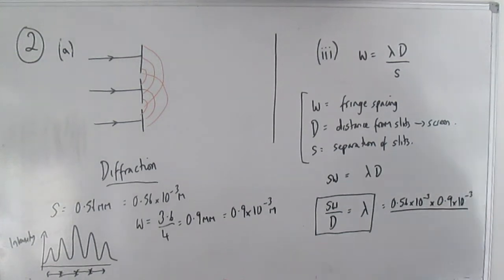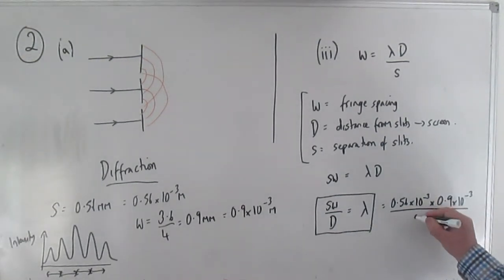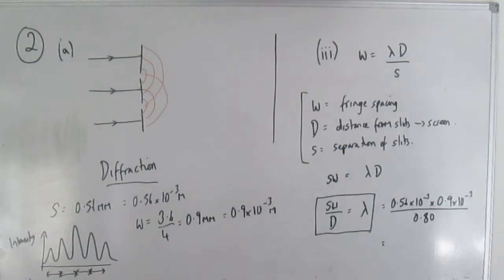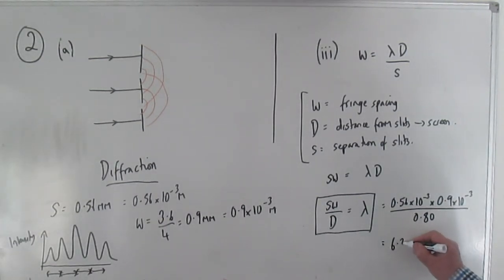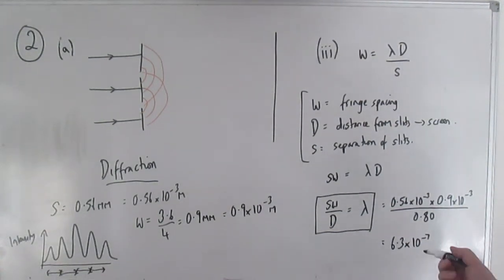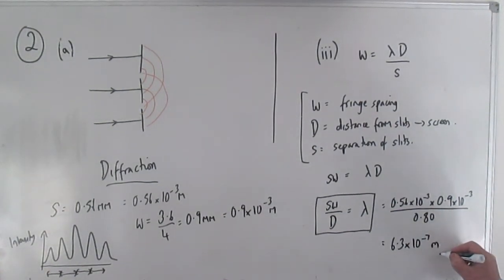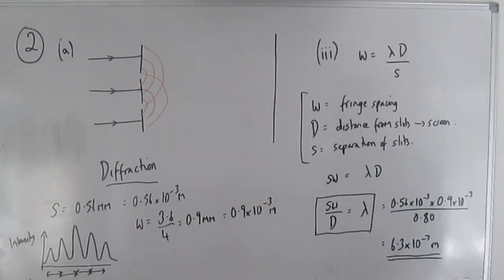And then D is the distance from the slits to the screen, which it tells us is 0.80 meters, so that one can go straight in because it's already in the right units. So those are the numbers we get, and if you plug those in, you get 6.3 times 10 to the minus 7. And that's the wavelength in meters. And so that's your answer.